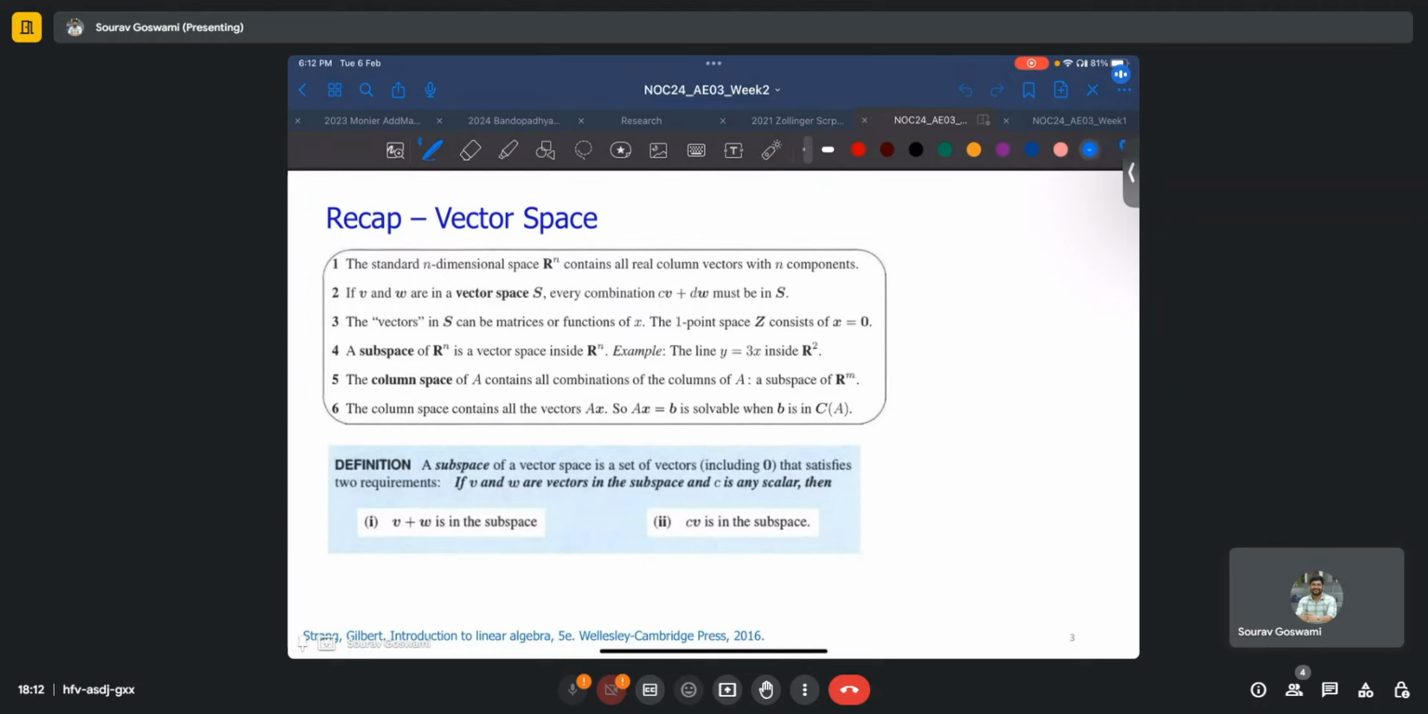So first, a recap of the vector space itself. The standard n-dimensional space Rn contains all the real column vectors with n components.